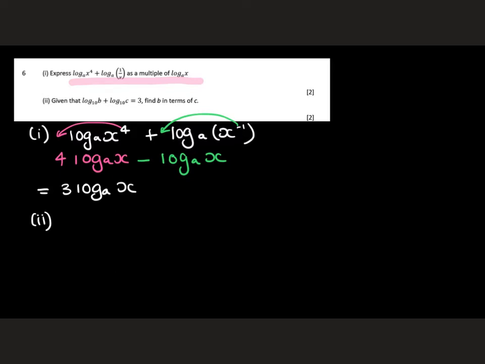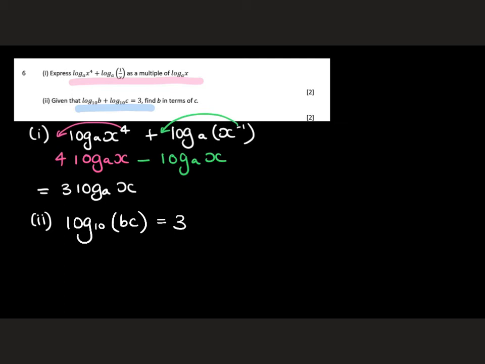Now, part 2, we've got to find b in terms of c. Now, the first thing that we can do, which is quite nice here, and there are so many ways of approaching this question, so please don't think this is the only method here, it's just a possibility, is to combine the two parts on the left-hand side. So we can rewrite this as log to the base 10 of bc, which equals 3.